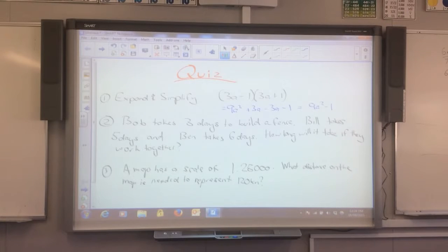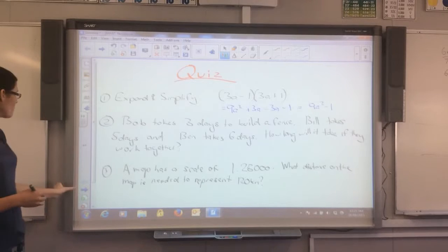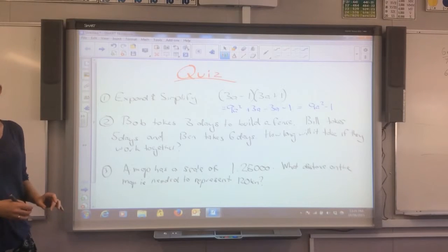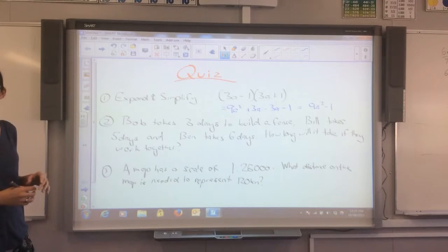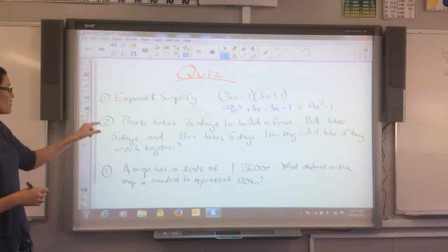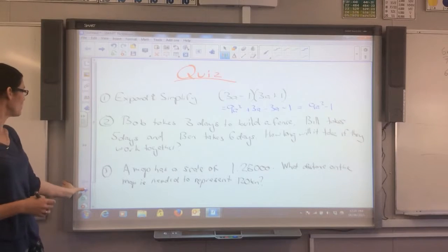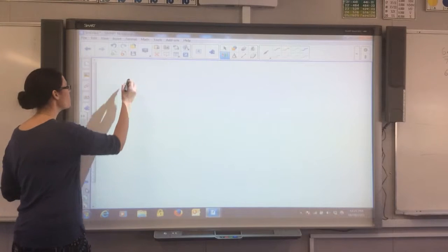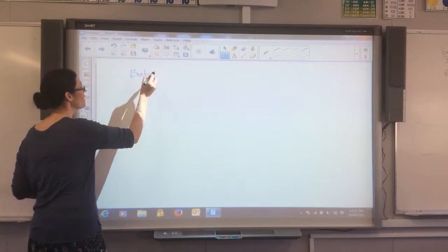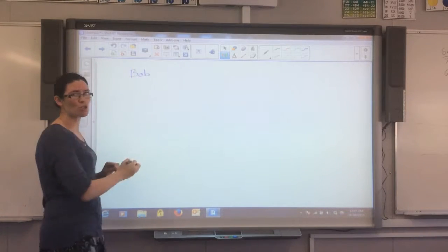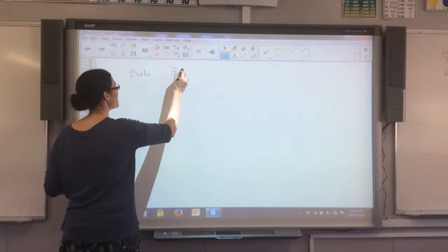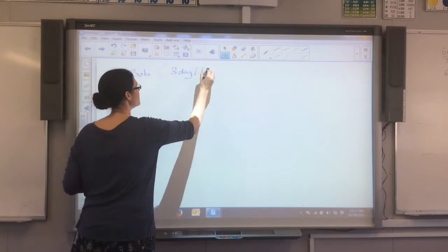Alright, now question 3 is the one we've been struggling with. This is the work question. So we're going to do a little bit of working on this one. So first of all, we're going to summarise our information. So we've got Bob taking 3 days to build a fence. So we know that Bob takes 3 days for one fence.